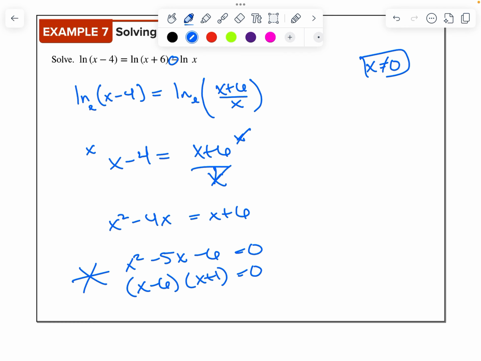Again, logarithmic equation, always check your answers. Always check them. The negative 1 is going to give you a domain error. If I substitute ln of negative 1 minus 4 and type that in the calculator, it gives you a domain error. x equals 6 is the only solution that works here.